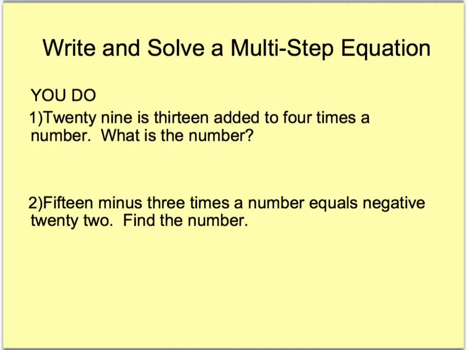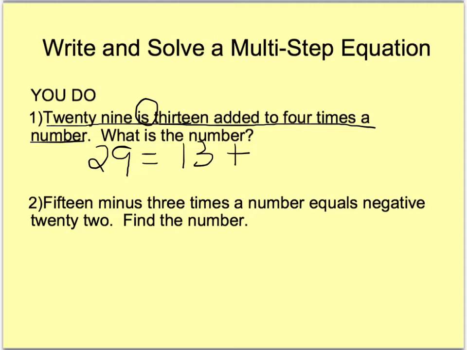So again, we're going to write and solve a multi-step equation. 29 is 13 added to 4 times a number. So 13 added to 4 times a number. So 4x, this is 4 times a number. What is the number? Okay, so now we're going to go ahead and solve.